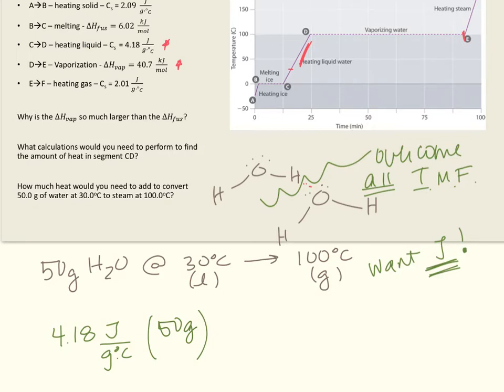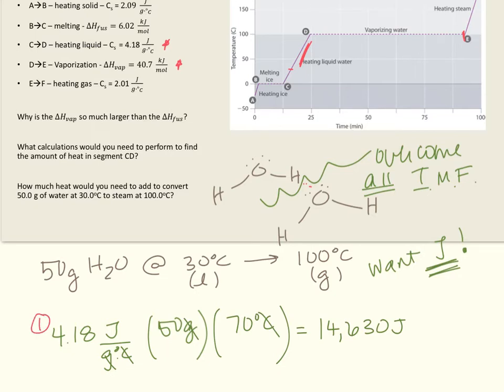And then I'm going to have to multiply by however many degrees that I change. This is going to last from 30 degrees all the way up to 100 degrees, so that's a 70 degree change. If I multiply by both of those times the specific heat, I'll end up with joules. So it's 4.18 times 50 times 70, and I get 14,630 joules. All right, so this is the first calculation.